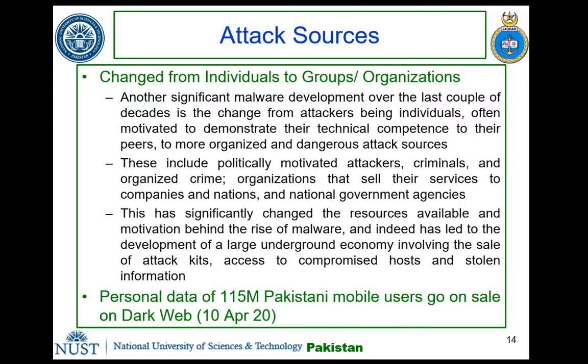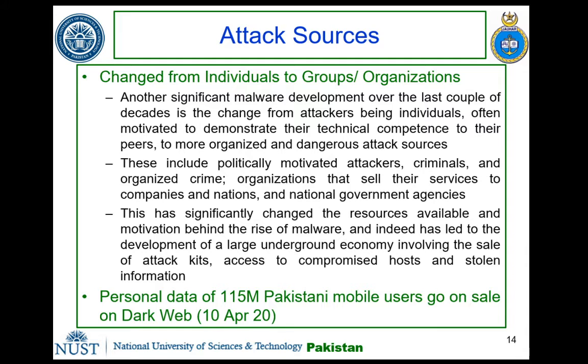Another significant malware development over the last couple of decades is the change from attackers being individuals, often motivated to demonstrate their technical competence to their peers, to more organized and dangerous attack sources. These include politically motivated attackers, criminals, and organized crime organizations that sell their services to companies and nations and national government agencies.